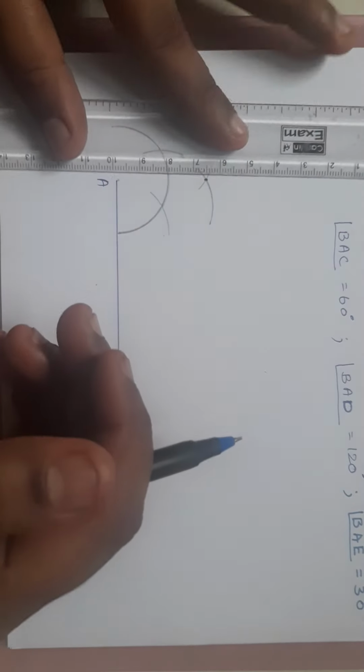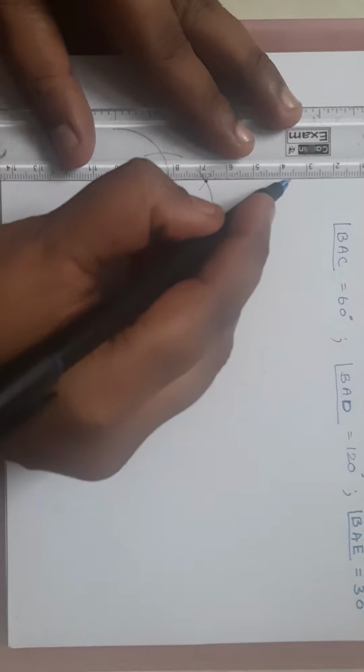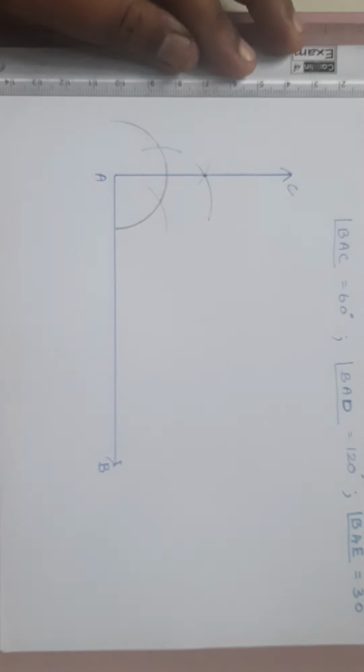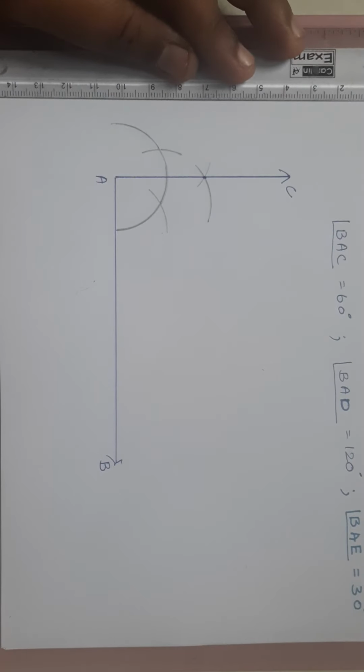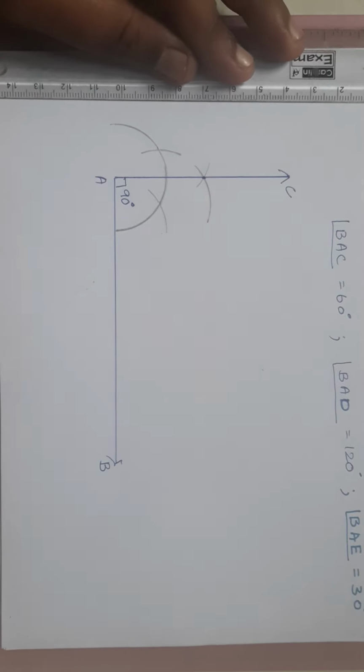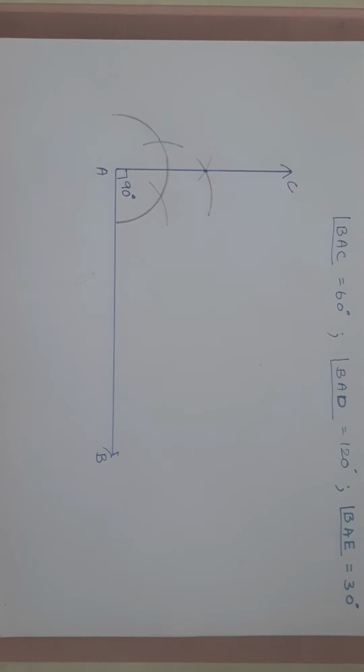So just join the intersection point. This is C, the intersection point. So what is this? 90 degree. From this 90 degree, what is half of 90?